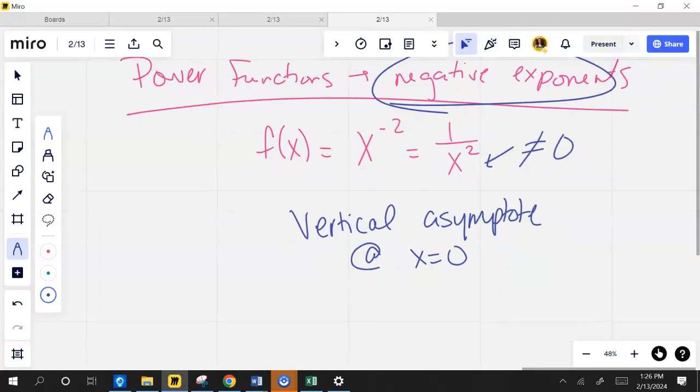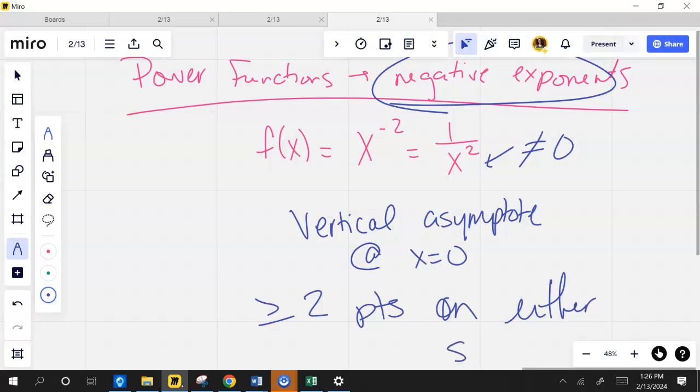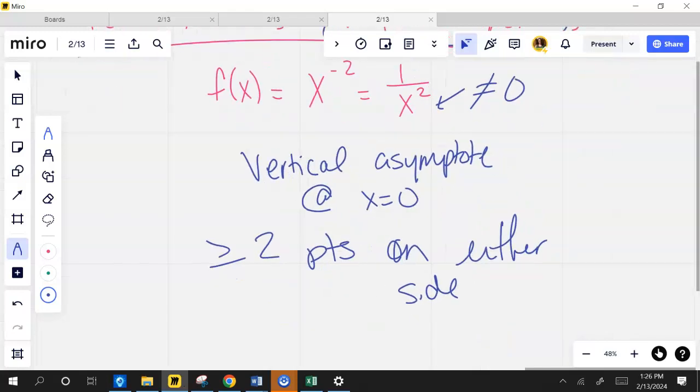And then when you plot your points, I want you to do at least 2 points. So we're going to say greater than or equal to 2 points on either side of the asymptote. At least 2 points on either side of the asymptote. Okay, I'll show you.